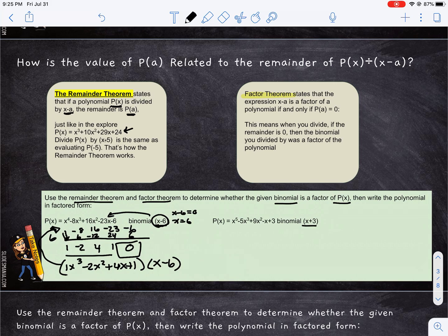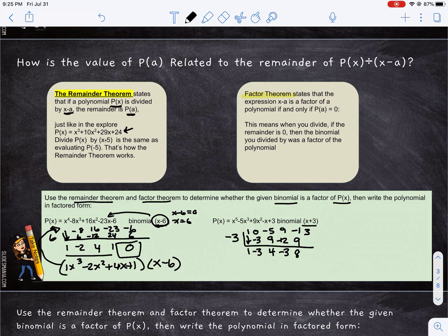Okay, let's see what happens in our second example here. So if I have this binomial, I would do synthetic division with -3. And it looks like we're skipping some powers here, so don't forget to put in zeros when we skip our powers. We drop down the first number, we multiply, and we add. We multiply, we add. We multiply, we add.